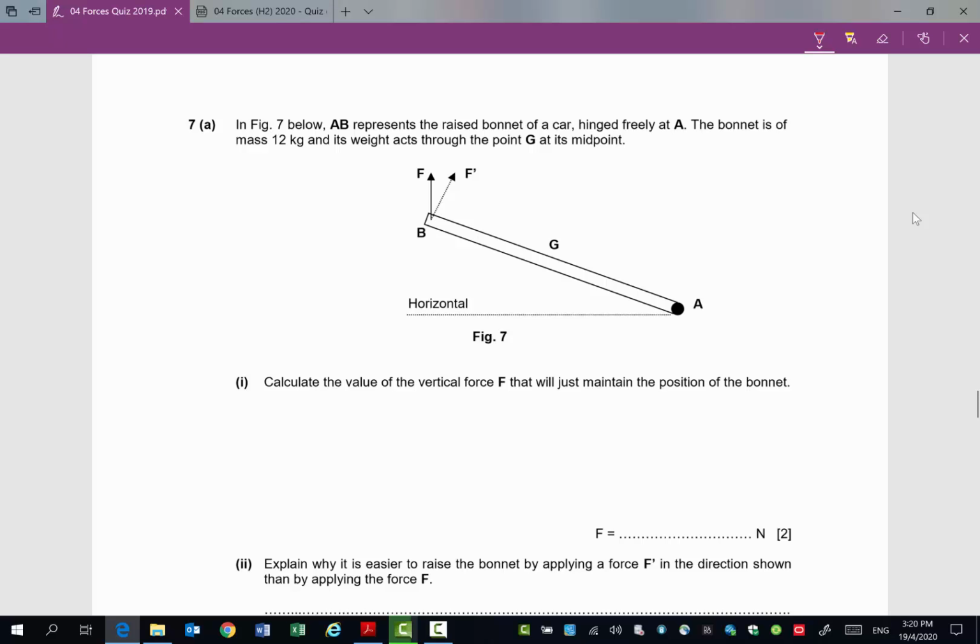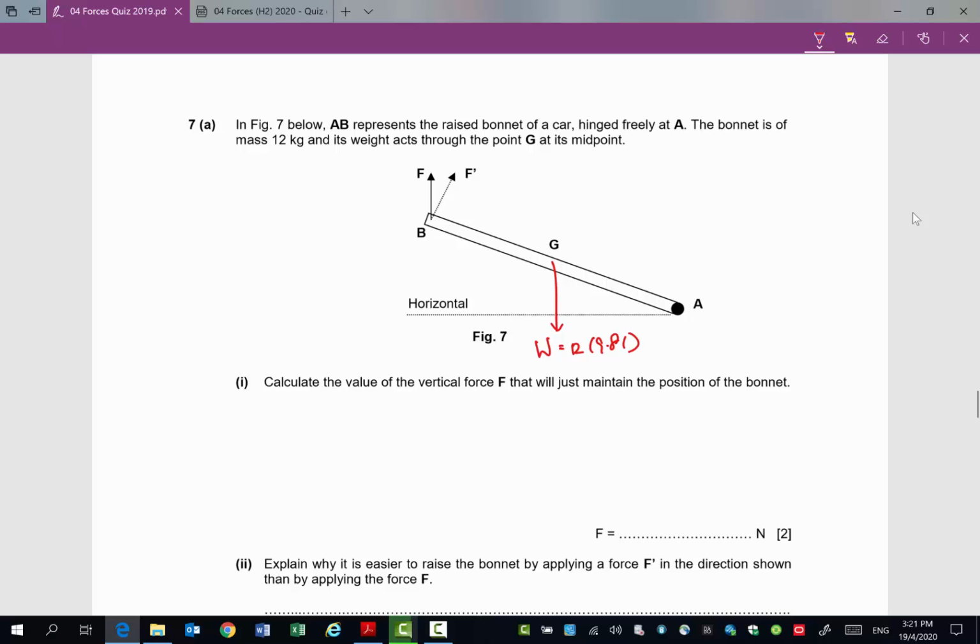So for question 7, we have a bonnet that's represented by the rod AB, hinged freely at point A. The bonnet is of mass 12 kg and the weight acts through the point G at the midpoint. What is missing from the diagram given in the question is the weight itself. So we do have the weight. Weight is actually 12 kg multiplied by 9.81.